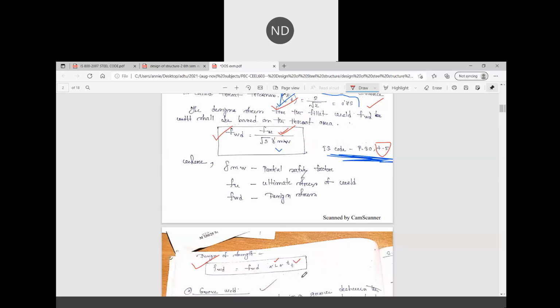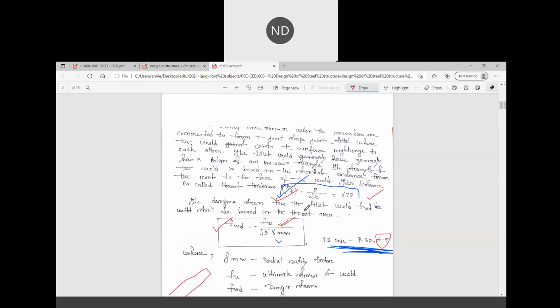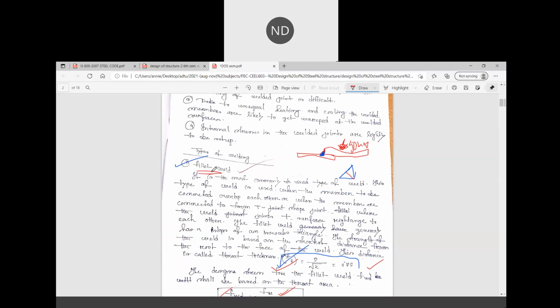So the design strength of your fillet weld will be the design stress into the length of weld you are going to take, per meter length, and then multiplied with the throat thickness. Okay, got it, that is how you can design your fillet welds.